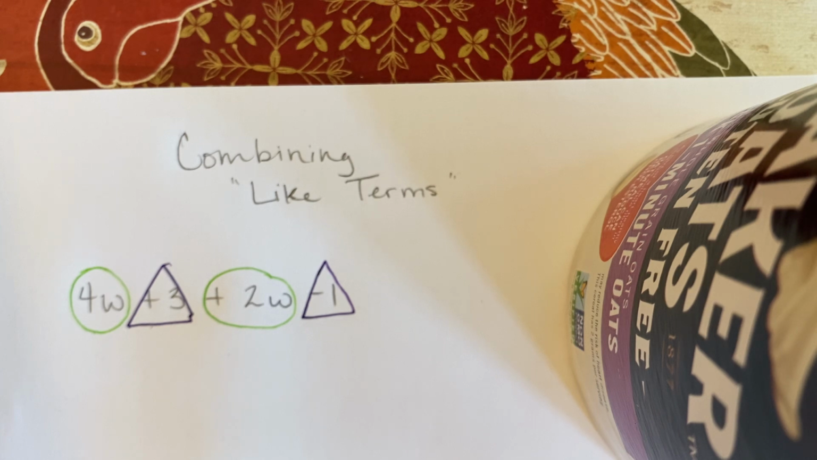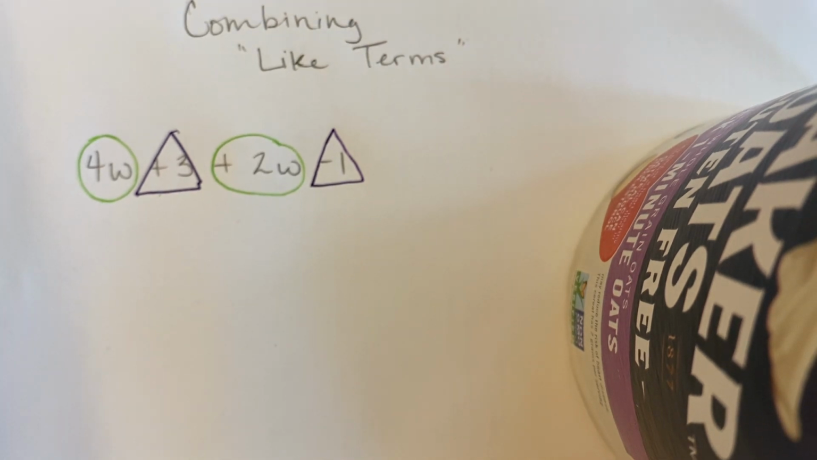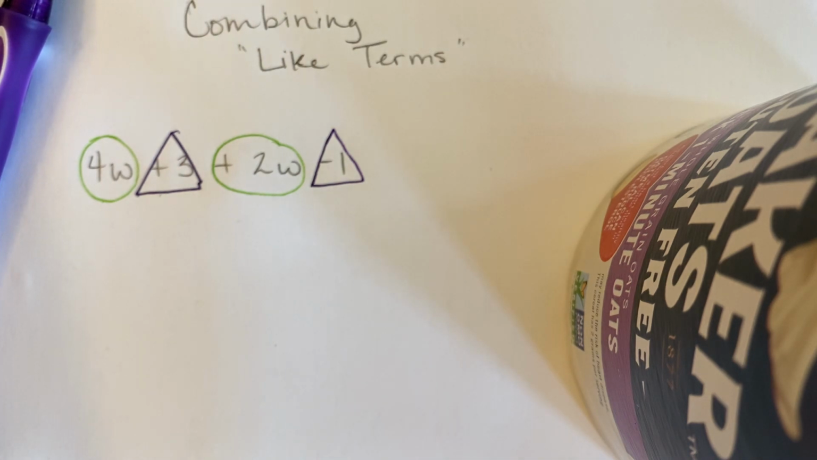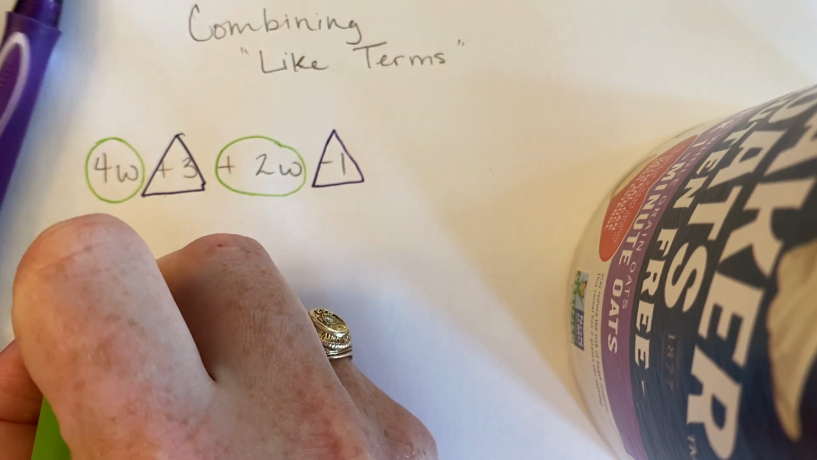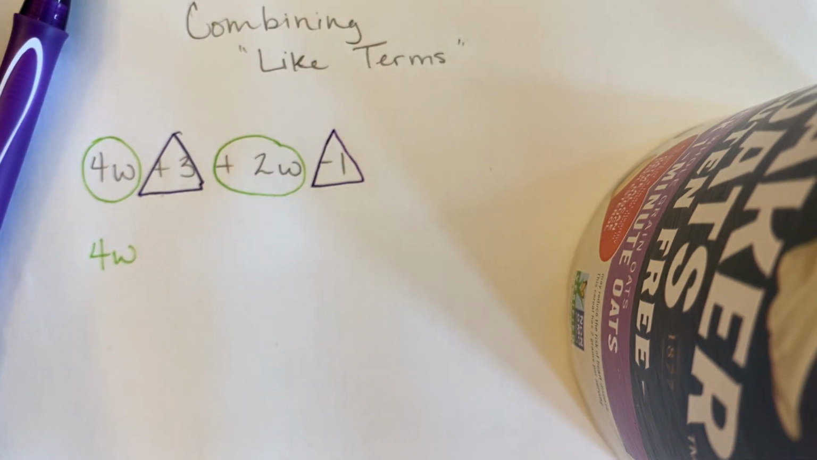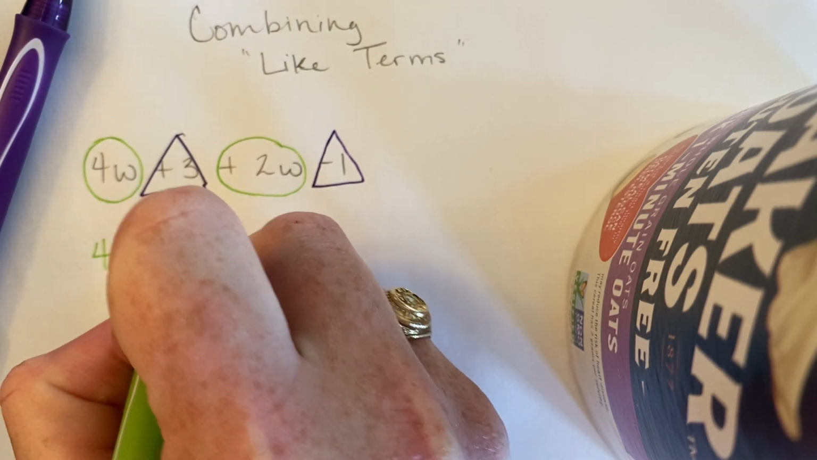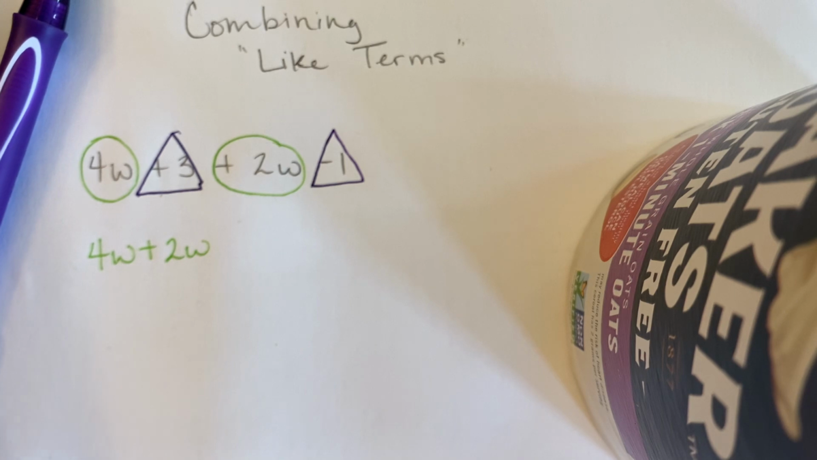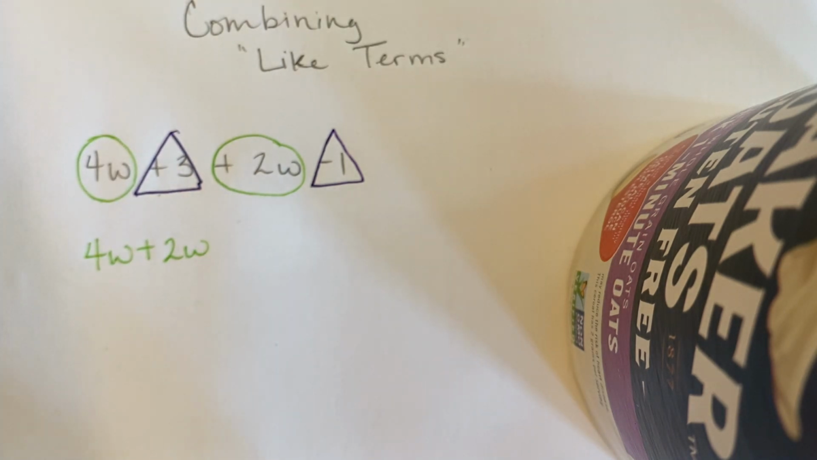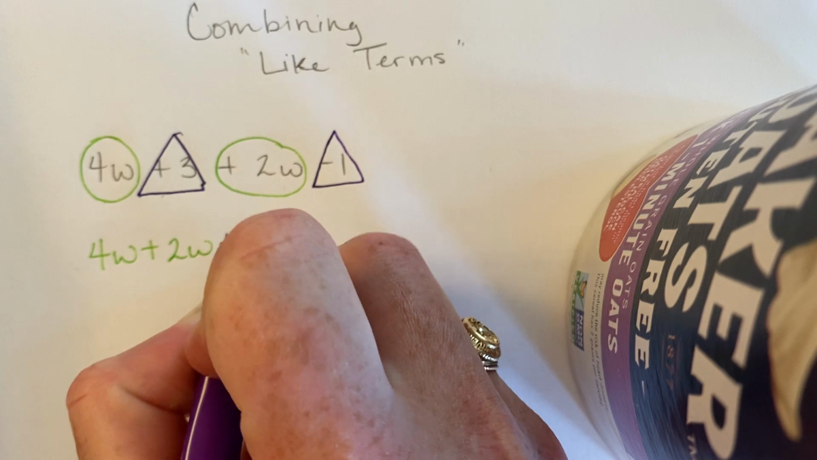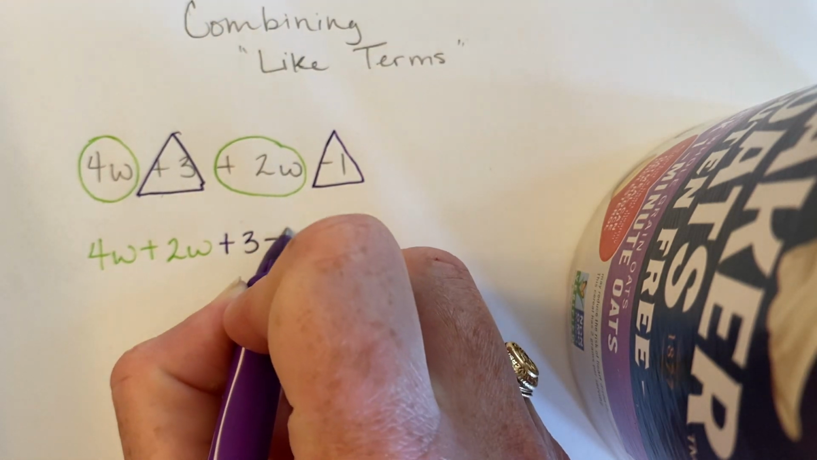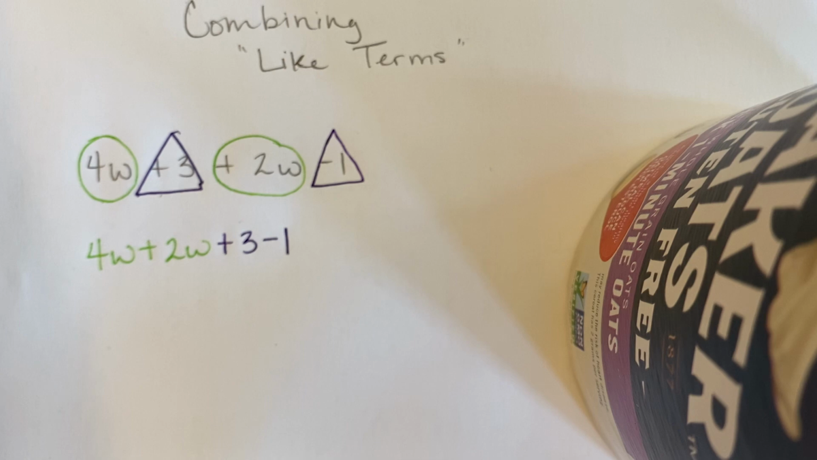Now my idea is let's group the things that match. It was easier for me to find the things that match when I put green circles and purple triangles. So I'm going to group them. I'm going to write down 4w, using my green pen because it goes with the green circle, plus 2w. But that's not all. We have some more: plus 3 minus 1. Plus 3 and minus 1.